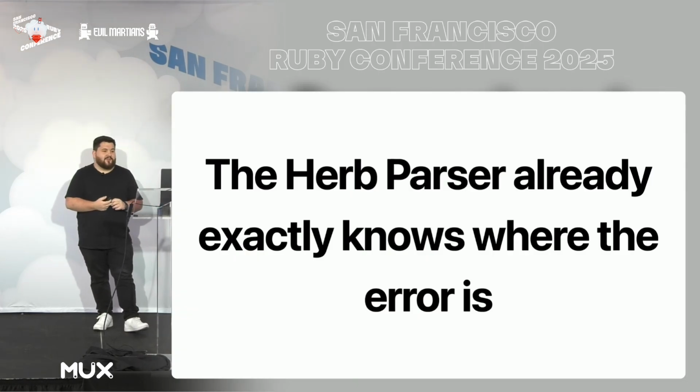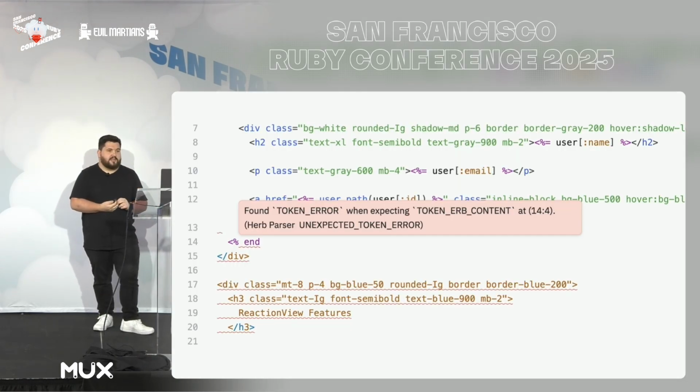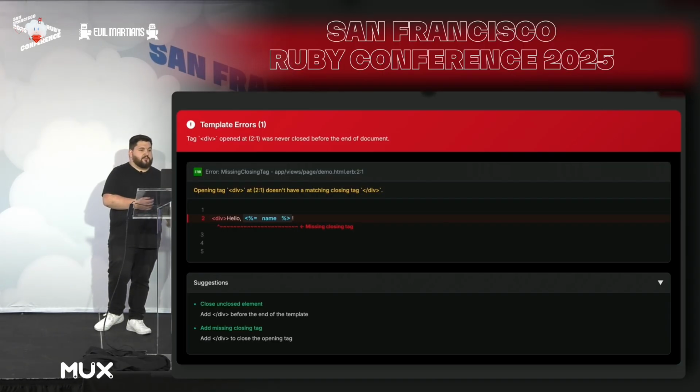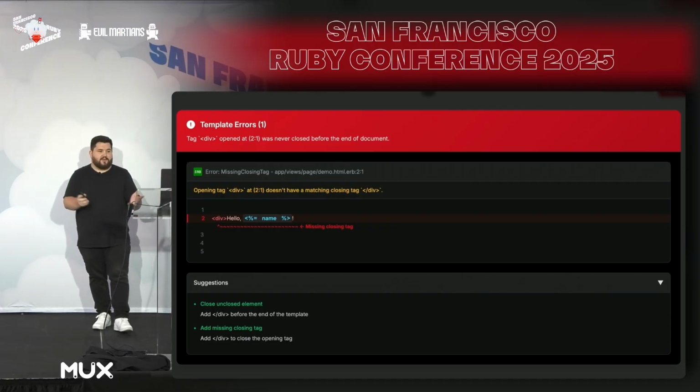Because the parser already knows where it's wrong. It already tells you right in your editor where it's wrong. So let's bring this to the browser and show you that nice error page in the browser to say, on this line, this is wrong. That's how it works.